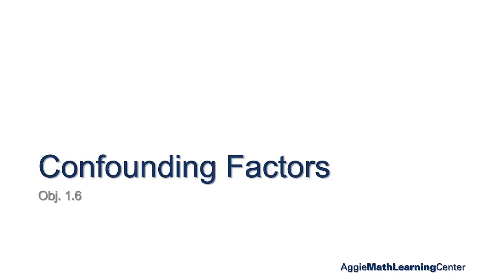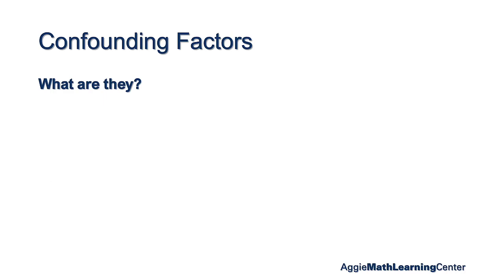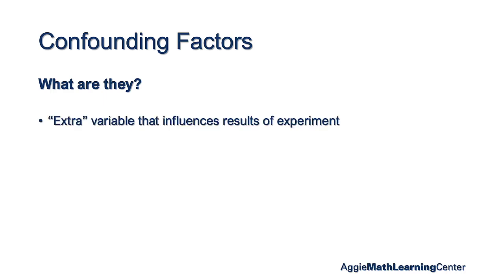Let's get started. We will begin by exploring the concept of confounding factors, including building an understanding of what they are, as well as looking at some examples. A confounding factor is defined as being an extra variable, besides the ones being specifically looked at in the study, which can influence the results.